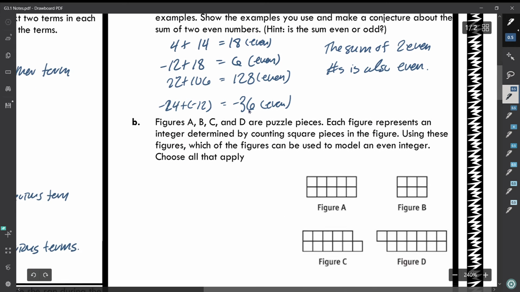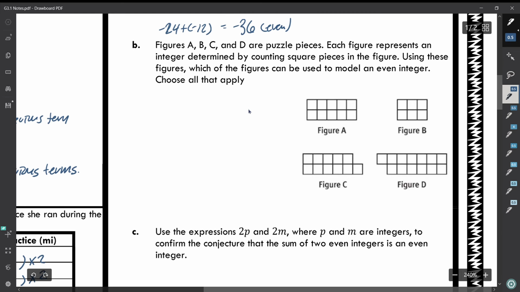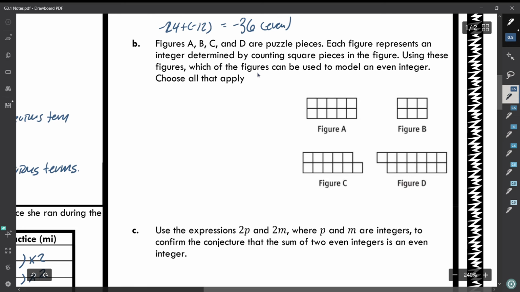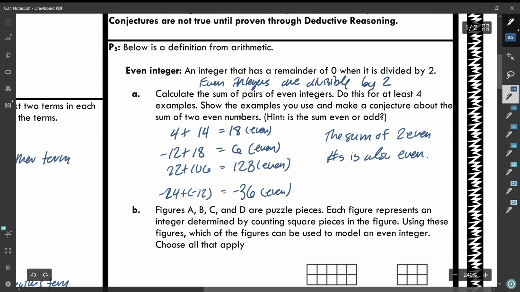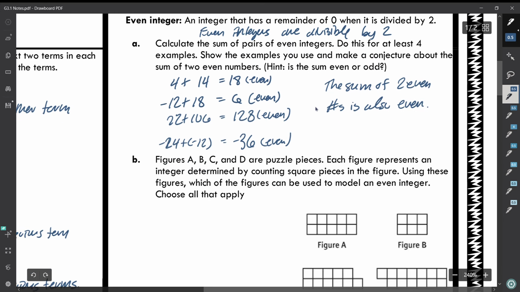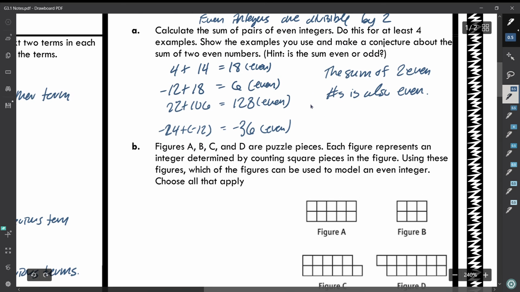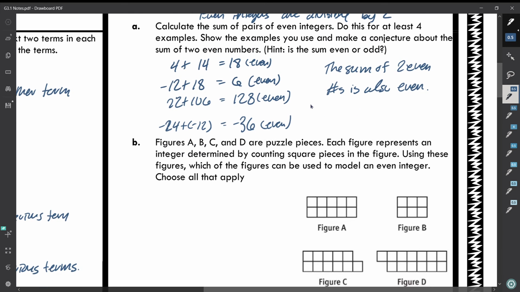Awesome. Number B. Now we'll look at a geometric way to look at even numbers. Figures A, B, C, and D are puzzle pieces. Each figure represents an integer determined by its counting squares and the pieces in the figure. Using these figures, which of the figures can be used to model an even integer? Okay, remember when we have an even integer, there are 2 rows in here, okay? So we want to find the ones that have a remainder of 0, meaning there's nothing left over when we have something done twice, okay?